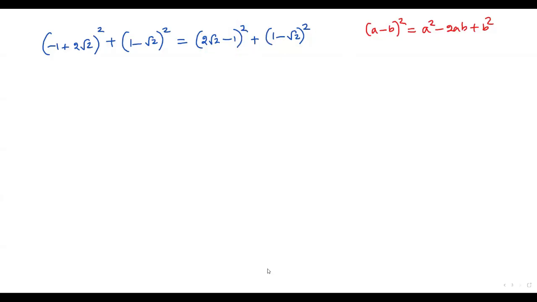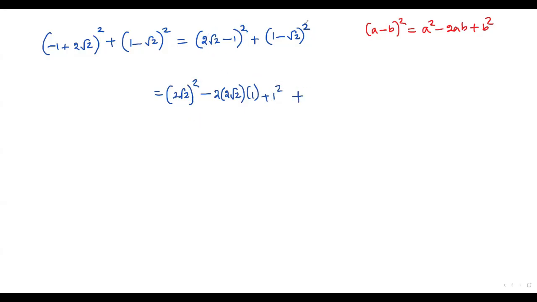Now let me compare the first one with this a minus b the whole square. At the place of a we have 2 square root of 2. At the place of b we just have 1. So in this expansion on the right side, for a we have to write 2 times square root of 2, and for b we have to write 1. Then let me do it. That is 2 times square root of 2 the whole square, negative 2 times square root of 2 times 1 positive 1 square. This is the expansion of the first one.